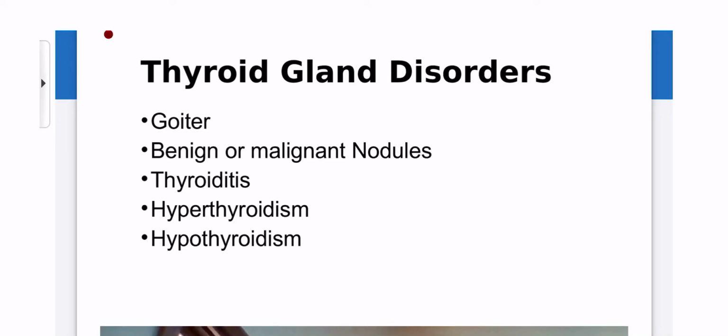So there are several kinds of problems with when the thyroid gland doesn't work right. We will look more closely at goiter, which is the enlarged thyroid gland showing in the neck. And sometimes with palpation, you can feel nodules, which we have to then determine, are they benign or malignant? Thyroiditis is infection in the thyroid gland. And then what else could be causing hyperfunction or hypofunction of the thyroid gland?